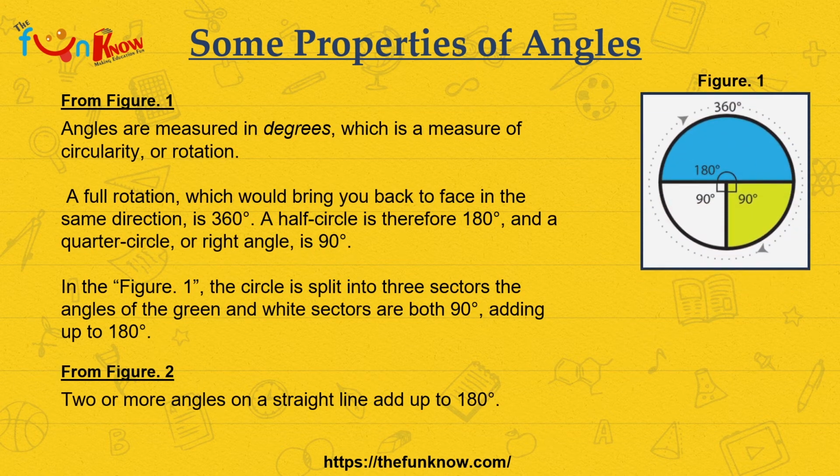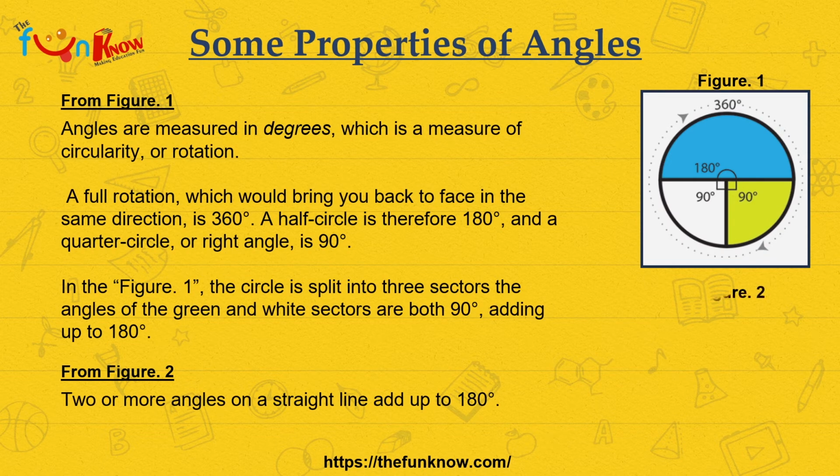Okay, students, let's learn about some properties of angles. Angles are measured in degrees, which is a measure of circular rotation. When we say it is a full rotation, that means its starting position and ending position will be the same. That means it starts at this place, takes the full rotation, and comes back to the same place as earlier in the same direction. If it is completing the whole rotation, then it will be known as 360 degrees of rotation.